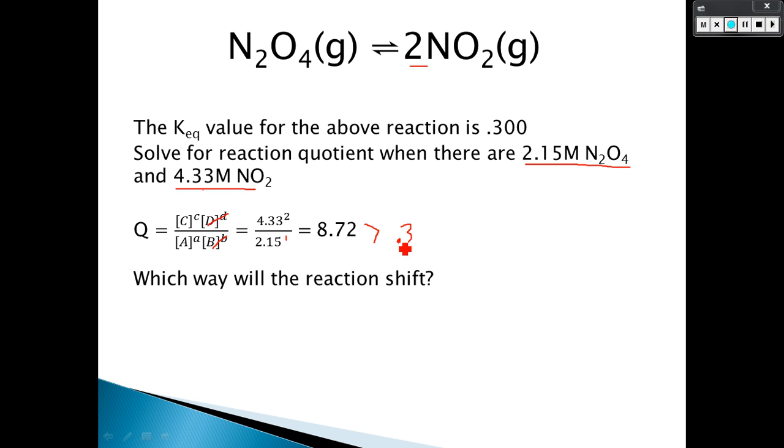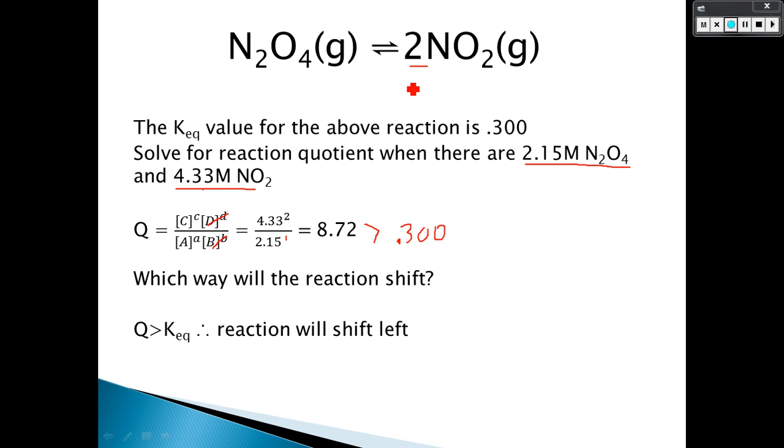So how's that reaction going to proceed? How's that reaction going to shift? Remember that our goal is that we would get Q to equal 0.3. So we want to reduce this number. So how are you going to reduce this number based on this equation?